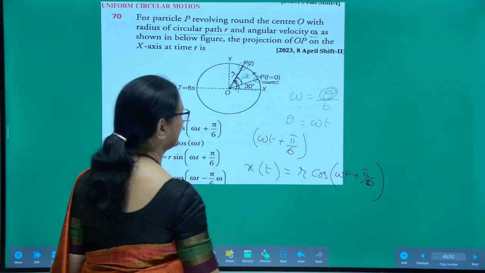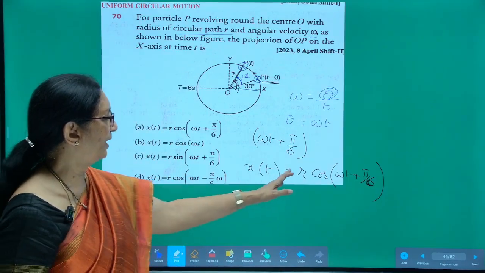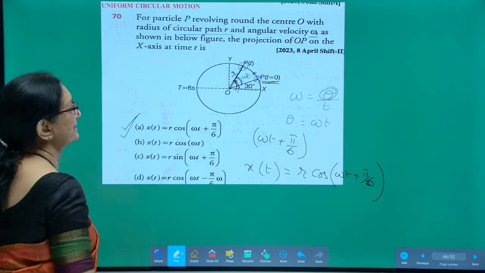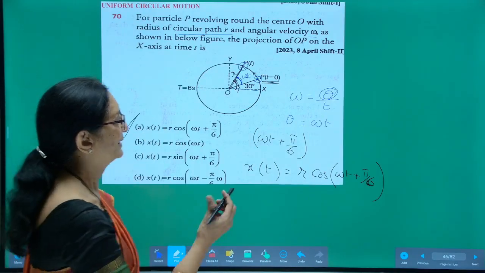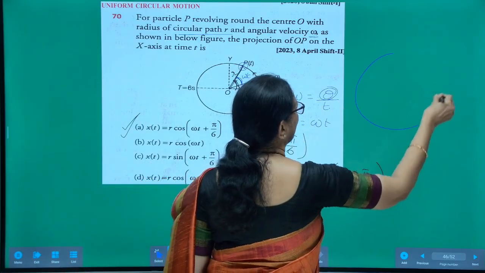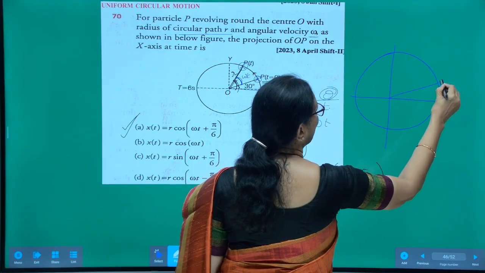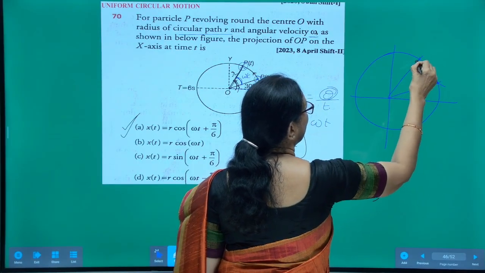So the answer is x is equal to r cos(omega t plus pi by 6). This is the right choice for that. See here, it is so simple. This is the case. Body has started from this point, reached this point.